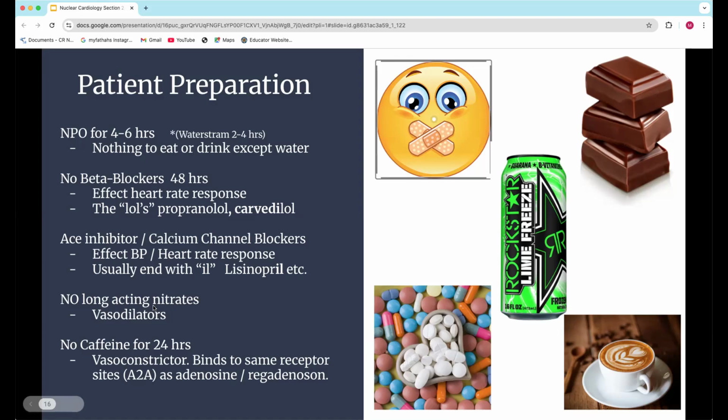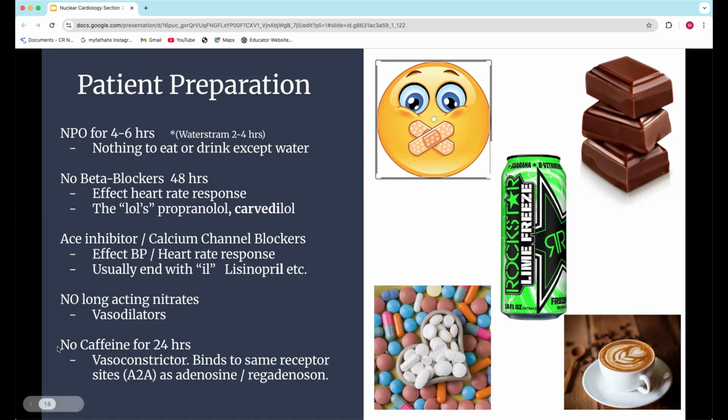And then we don't want them on anything that's like a long-acting nitrate or vasodilator. Obviously, if they're on anything that's vasodilating already, well, then they're basically in a stress type state already. And no matter what we do, whether it's medication or exercise, we may or may not get an accurate dilation and an accurate comparison between a non-dilated vessel and a dilated vessel. So I want to keep them off that.